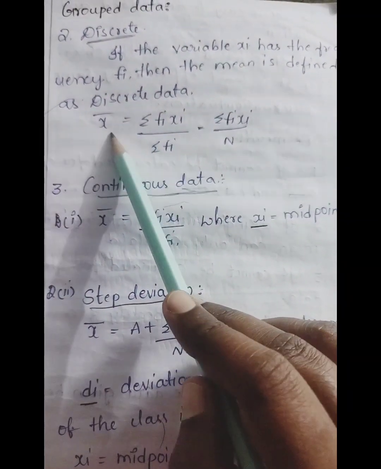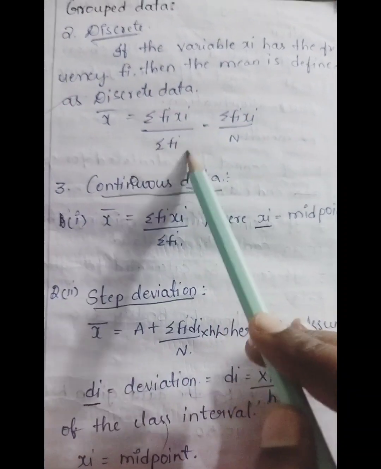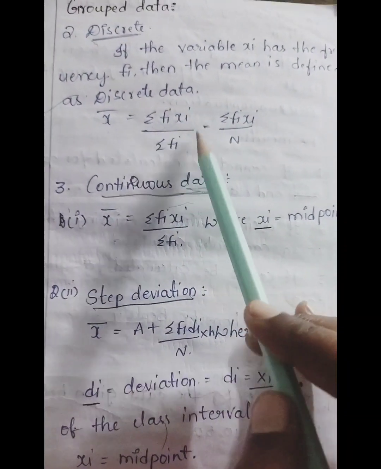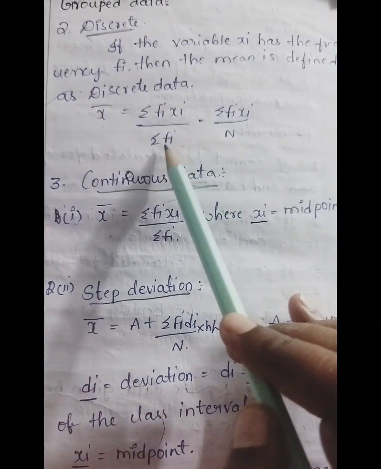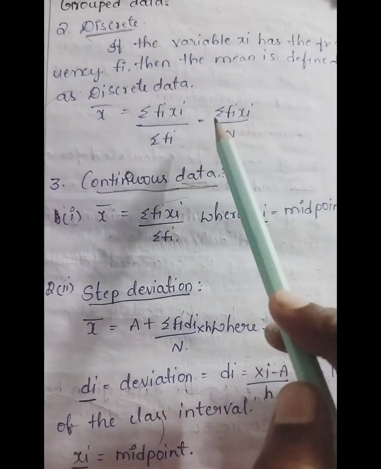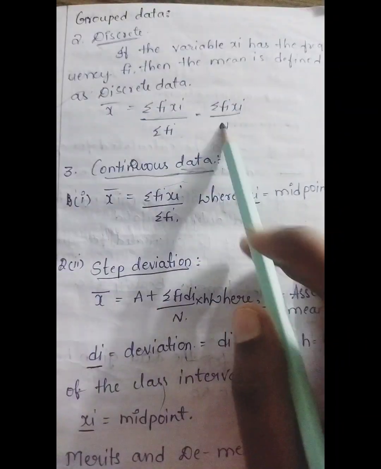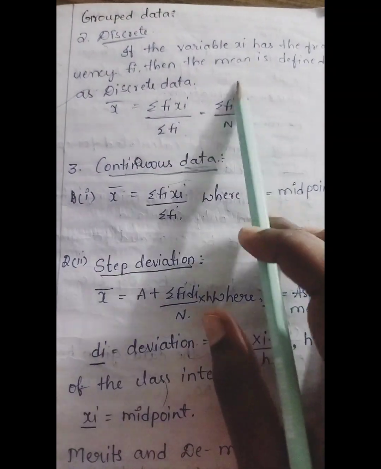We have the formula as x bar equal to summation fi xi by summation fi, where fi represents the frequencies, xi represents the observations, and summation fi represents capital N. You can also represent summation fi as capital N. So overall we got summation fi xi divided by capital N as the discrete formula.